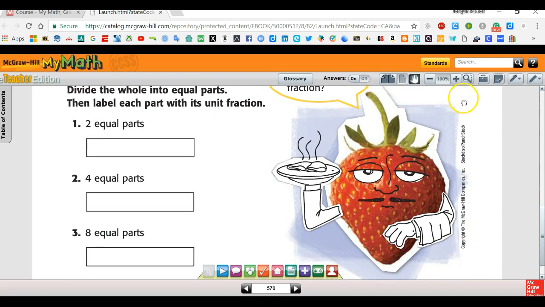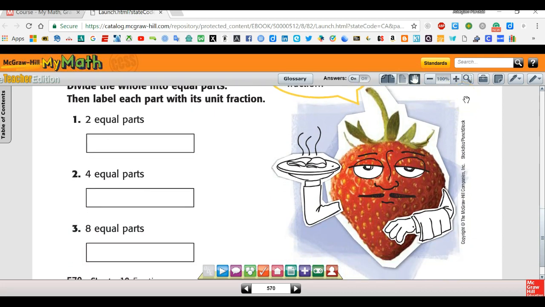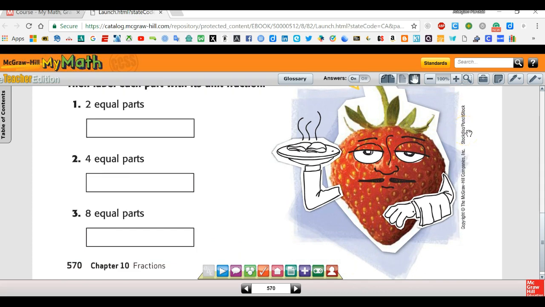Now, I'm going to do number 1. We're going to do number 1 together, and then you'll do 2 and 3. So where would they draw the line? Right down the middle. About right there, roughly. Mine's a little hard, so about right there. Okay. And then I have to label it, right? So one side will be a half, and this side will be a half.